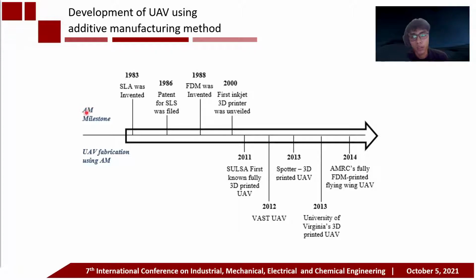Additive manufacturing milestones. First, in 1983, SLA was invented, and next in 1986, the patent for SLS was filed. In 1988, FDM was invented, and in 2000, the first inkjet 3D printer was unveiled. And UAV fabrication using AM started from 2011 with Sulsa, the first known fully 3D printed UAV, and almost every year a UAV using 3D printing was made.